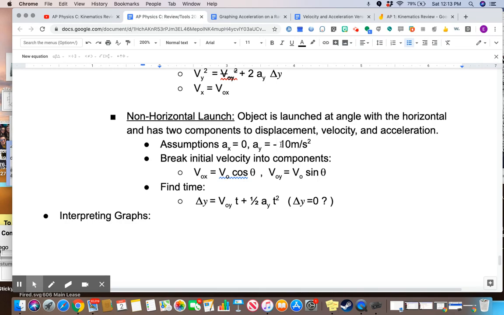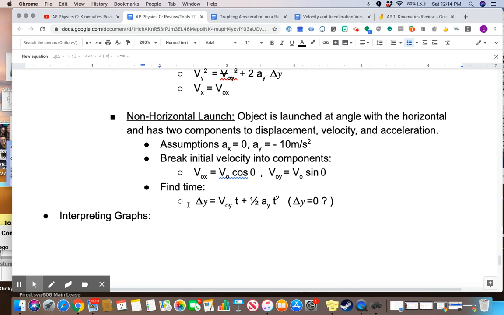Because it's launched at an angle with the horizontal, there are x and y components to the initial velocity. To find the x and the y components, we take the vector and we multiply the magnitude by cosine to get the x component, V0x. We multiply the vector times sine to get the y component. If we don't know the initial velocity, we skip that step and head to the next step, and we can use that next equation to find V0y. And then the third step is to find V0x if we're not given velocity. If we are given velocity, we calculate the x and y components, and then we find time.